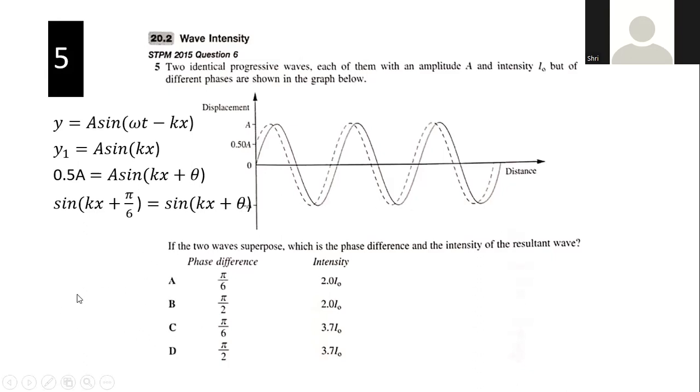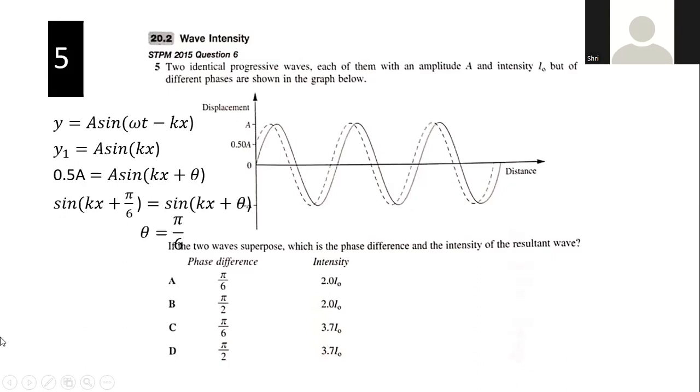0.5, work it out. Sine theta equals half. Half is 30 degrees, right? You let x equal 0, then you can calculate your theta or phi, whatever symbol you like to use. Pi over 6. So you get 30 degrees. 30 degrees is pi over 6. So that theta is pi over 6.